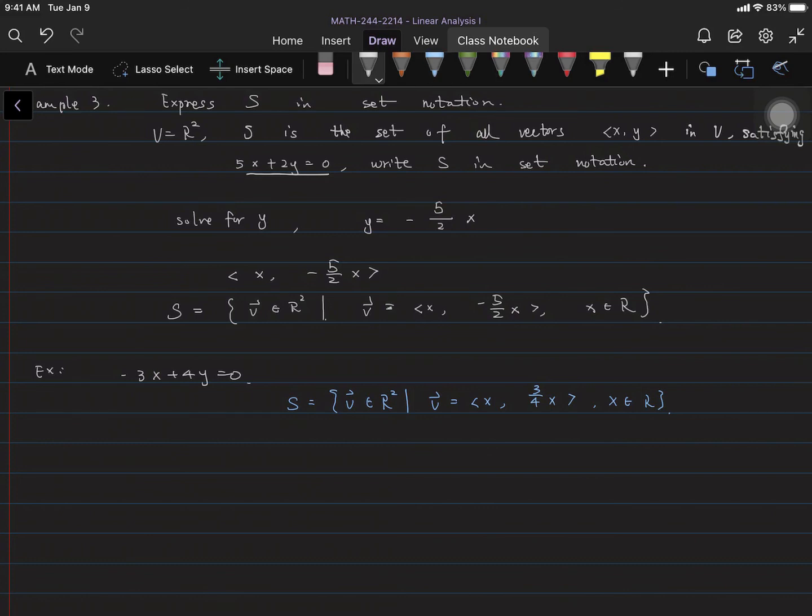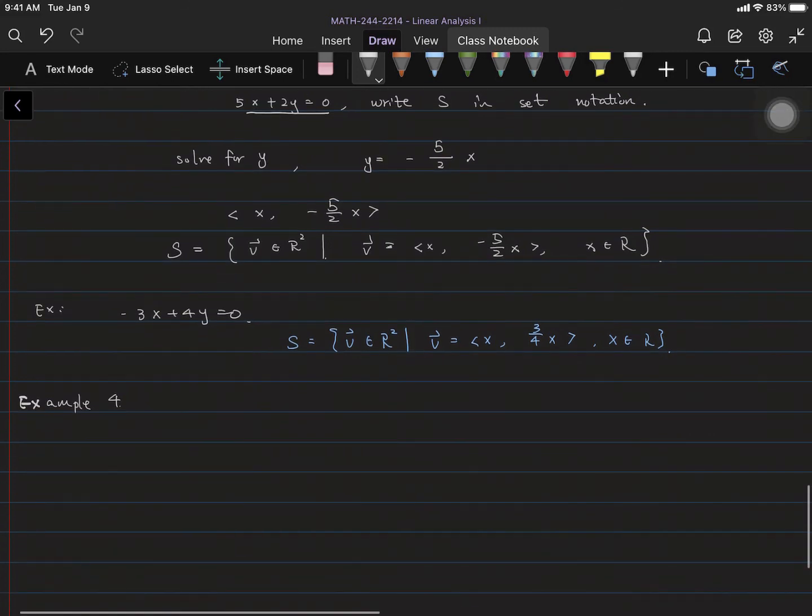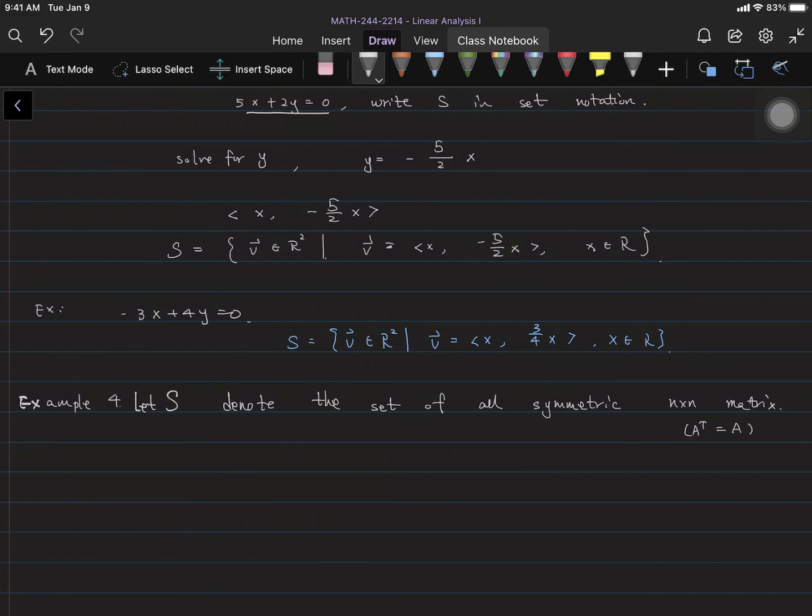Let's try another example. The example is about a subspace, but right now you can see what S is. S is different. It's not in R2 or R3. It's going to be a set of all the matrices. Let S denote the set of all symmetric matrices. Think about what a symmetric matrix is. What's the meaning? That means the transpose is the same as itself.